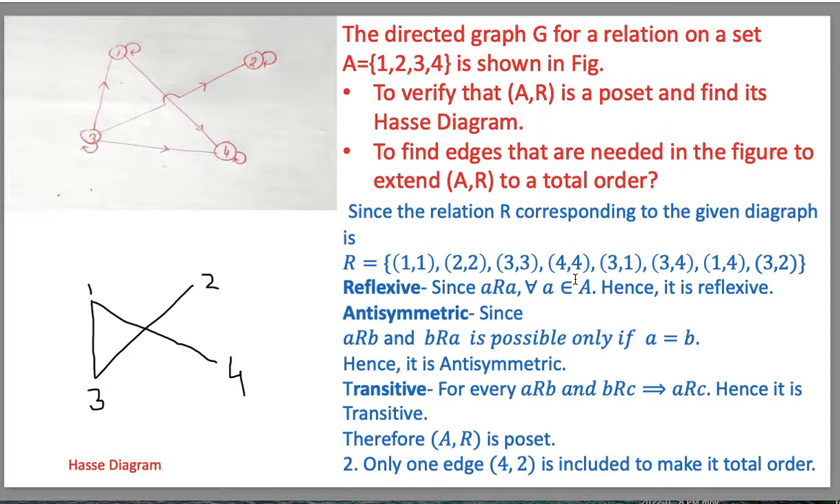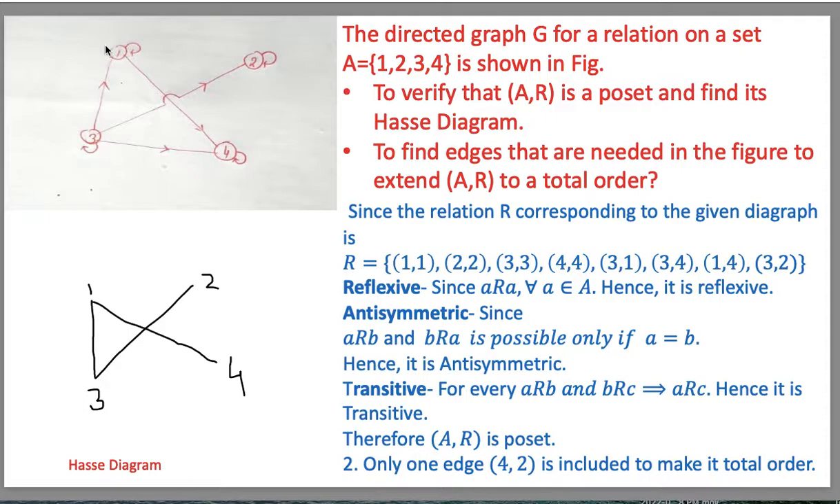Now one more example. In this example, we are given a directed graph for a relation on a set A equal to {1, 2, 3, 4} as shown in the figure. We need to verify that (A, R) is a poset and we have to find its Hasse diagram. Also, we will find the edge which makes this diagram totally ordered so that (A, R) becomes totally ordered.